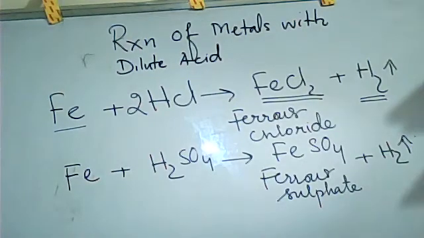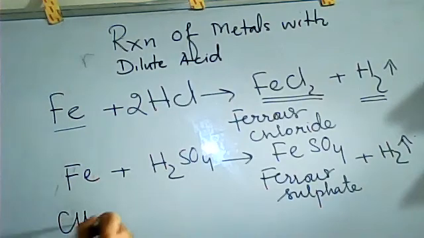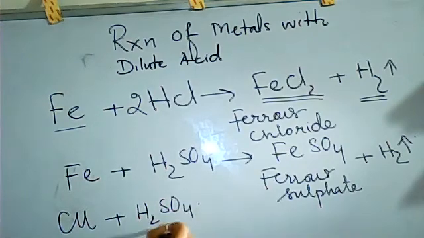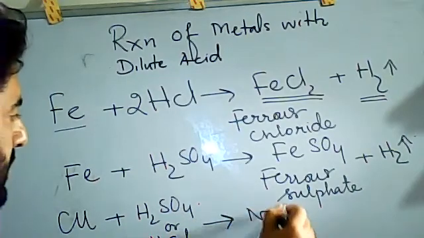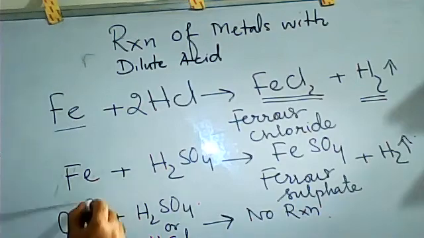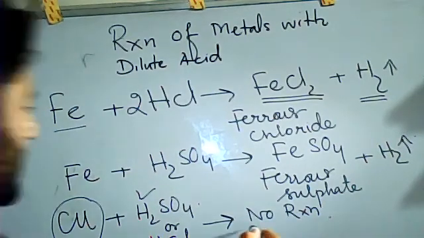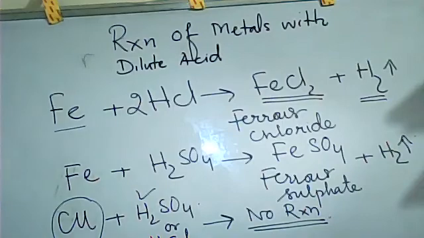Now, if we take copper and make it react with dilute sulfuric acid or dilute hydrochloric acid, the result will be no reaction. Why no reaction? Because copper is less reactive than hydrogen and it will not displace hydrogen. When it will not displace hydrogen, it means there will be no reaction. So no product will be formed. So thank you.